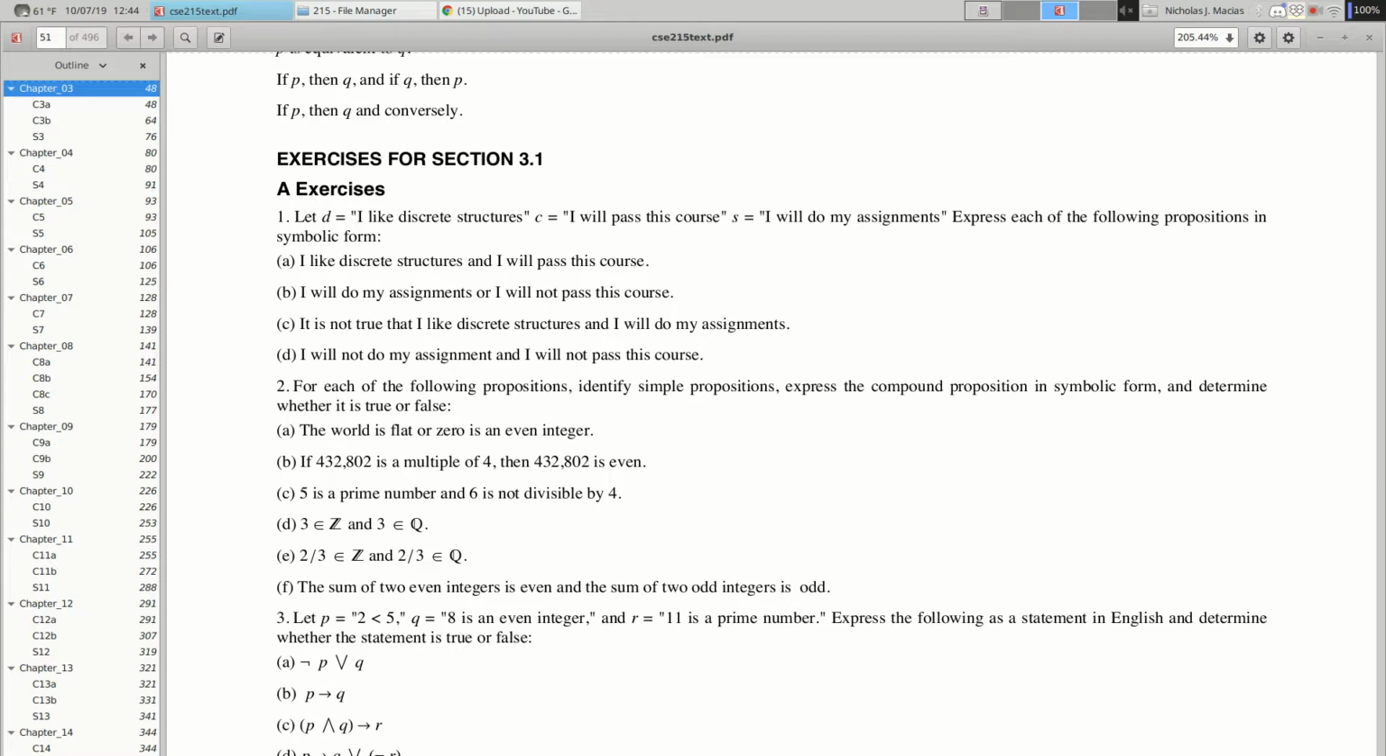5 is a prime number and 6 is not divisible by 4. Yeah, both of those are true, so that compound proposition is true, and so on. D is true, E is false because 2/3 is not an element of Z, it's not an integer.